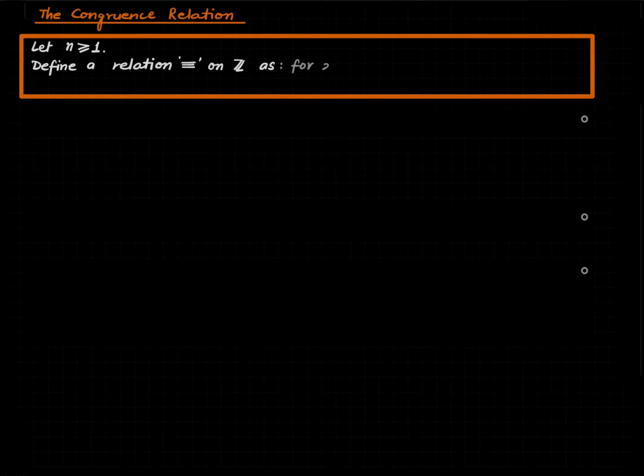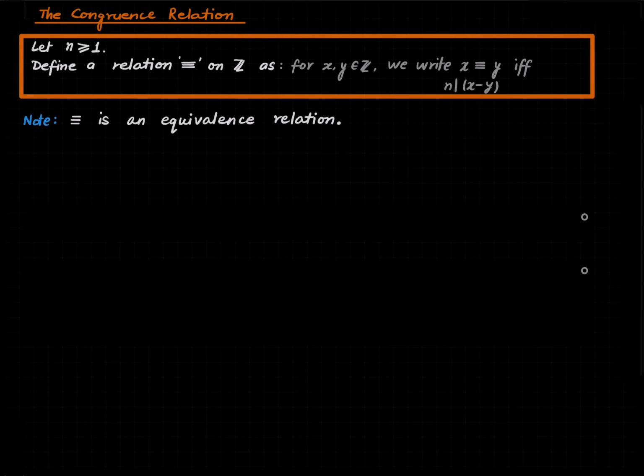For two integers x and y, we write x congruent to y if and only if n divides the difference of x and y. So that's a relation, of course. That's a relation on the set of all the integers, and we want to say that it is actually an equivalence relation.